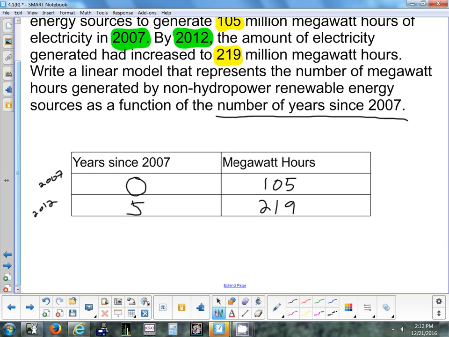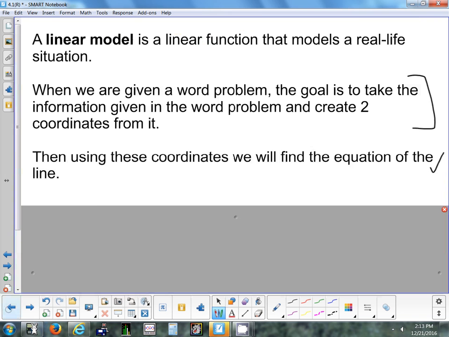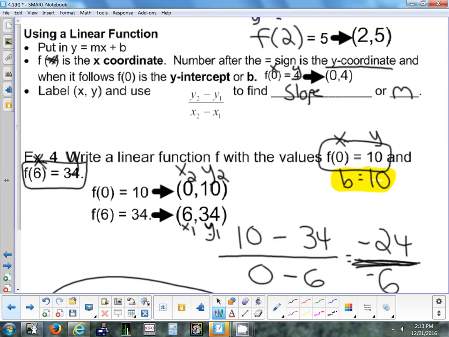Can somebody turn this first line into a coordinate for me? 0, comma, 105. Good. And how about the second one? Right. Now from here, the word problem is done. You can forget about the word problem and pretend that Mr. Roy and I gave you these two coordinates, just like in this problem. We gave you two coordinates. Find the equation of the line.